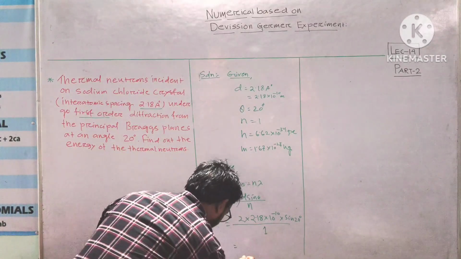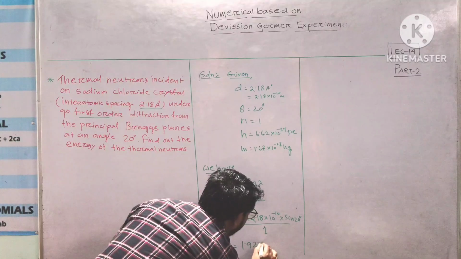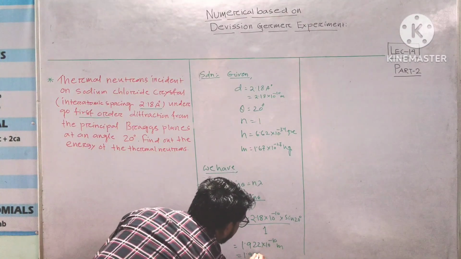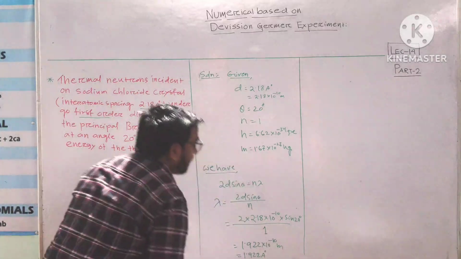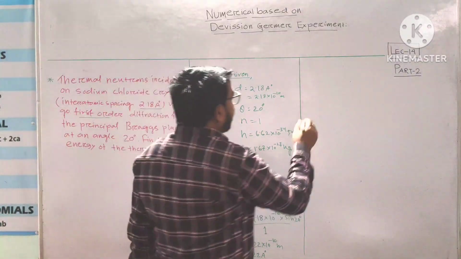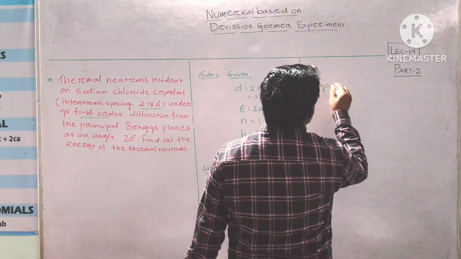After solving this part, we will get 1.922 into 10 to the power minus 10 meter, and this is equal to 1.922 angstrom, because we know that 1 angstrom equal 10 to the power minus 10 meter. Now we are going to find out energy. Again, we can apply de Broglie equation in terms of energy.